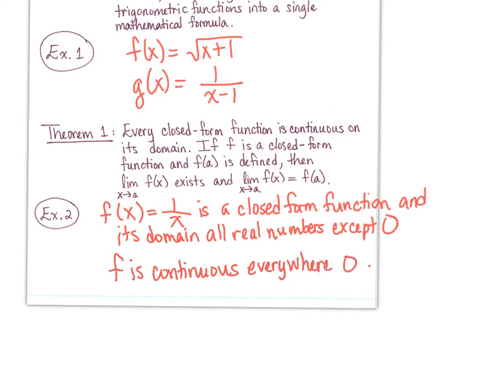So by this theorem 1, we have that the limit of 1 over x as x approaches a is just equal to 1 over a. That's this part here. So it exists and in fact is equal to f of a. So that's 1 over a, provided that a is not equal to 0.